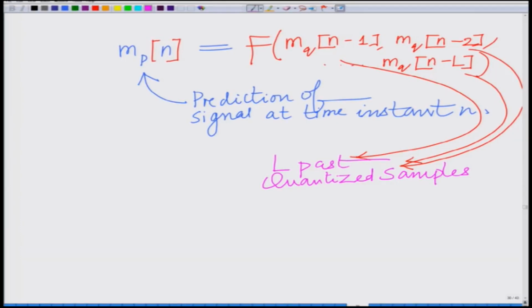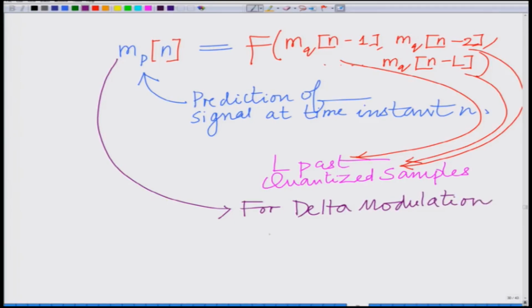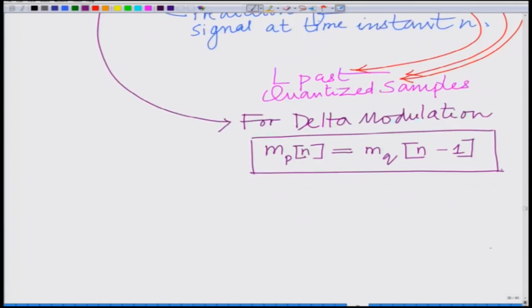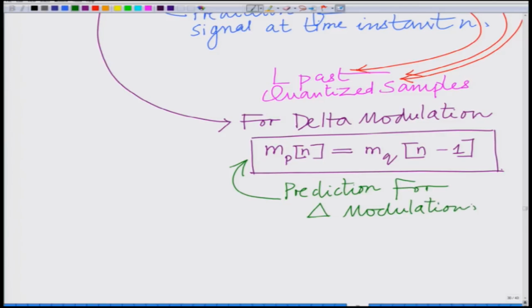Now, in delta modulation, this prediction function is very simple. MP of n is simply MQ of n minus 1, that is, the last quantized sample. This is the prediction function for delta modulation: MP of n equals MQ of n minus 1.